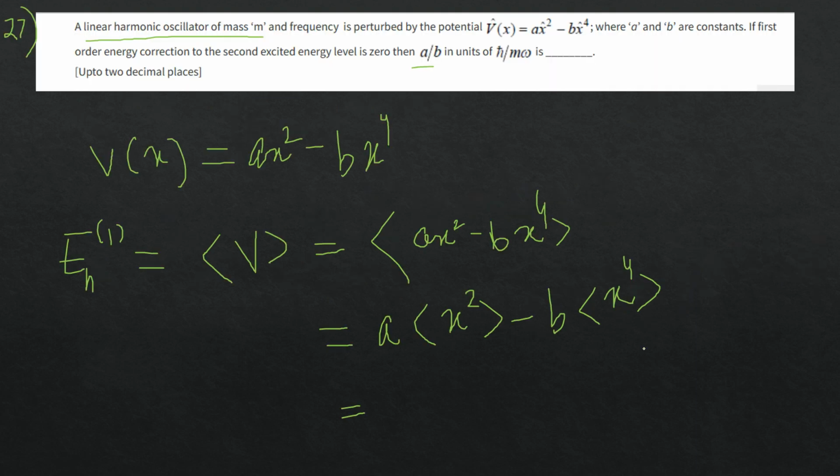So here what is there? X square minus B times X fourth. So A into ħ by 2mω. And this is your second excited state, so that means n is 2, isn't it? N is 2. So into 2n plus 1, that is 2 into 2 plus 1.